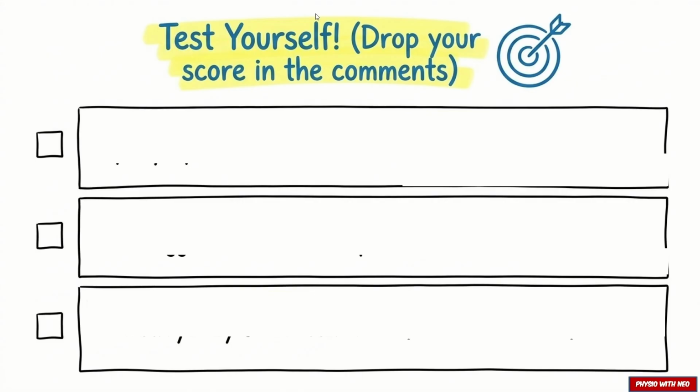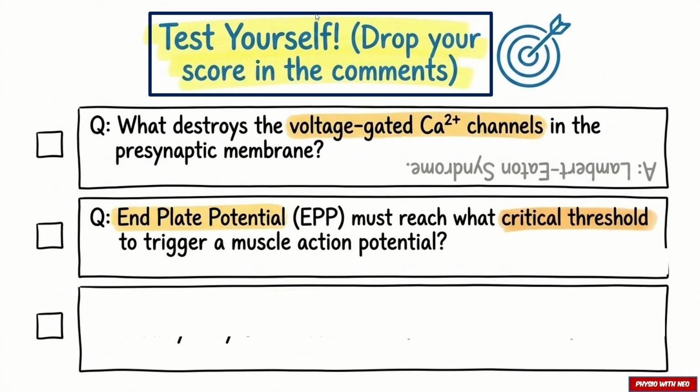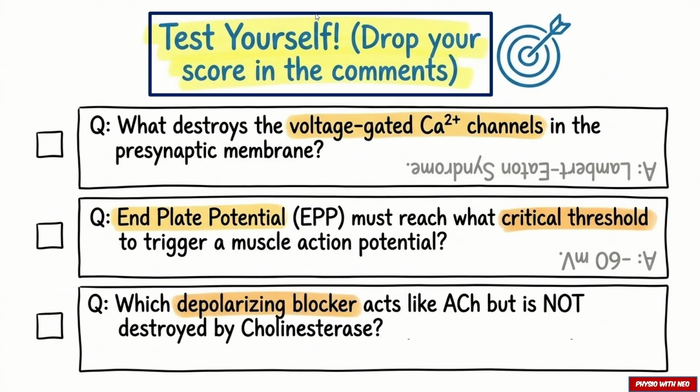Time for the quick self-test. Pause the video and answer these questions before I reveal the answers. Question 1. What destroys the voltage-gated calcium channels in the presynaptic membrane? And the answer is Lambert-Eaton syndrome. Second question. The end plate potential must reach what critical threshold to trigger a muscle action potential? The answer is minus 60 millivolts. And third question. Which depolarizing blockers act like acetylcholine but are not destroyed by cholinesterase? The answer is succinylcholine and carbamylcholine.